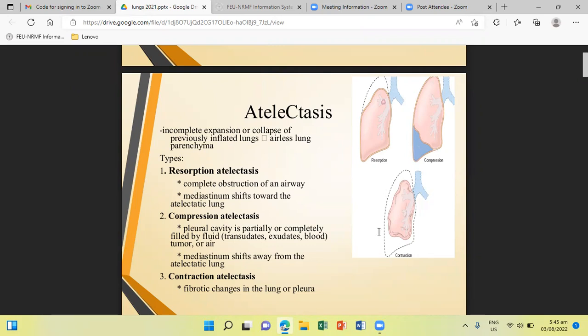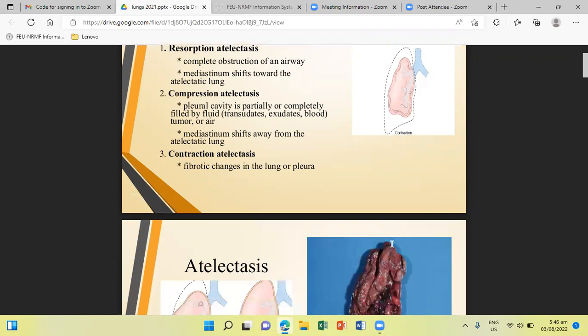The third one is what we call contraction, or this is secondary to fibrosis. It occurs when focal or generalized pulmonary or pleural fibrosis prevents full lung expansion. So do not forget the three types: resorption, compression, and contraction.